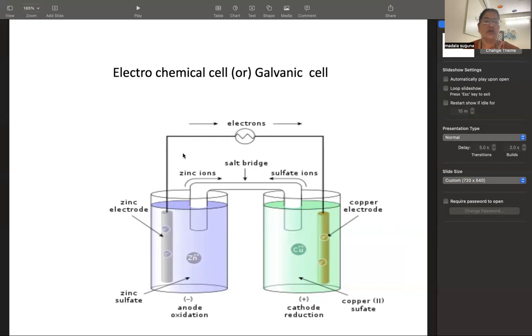Left-hand side electrode is called anode. Right-hand side electrode is called cathode. Both anode and cathode are connected by an external circuit. And the two aqueous salt solutions are connected by an inverted U-shaped glass tube. The inverted U-shaped glass tube is called salt bridge. The salt bridge maintains charge neutrality between the two aqueous salt solutions.